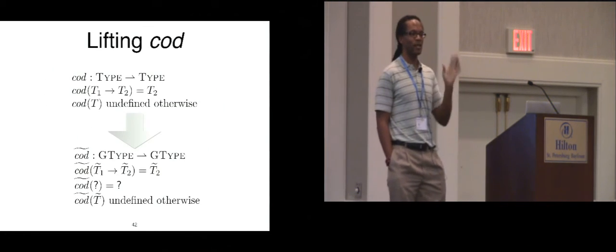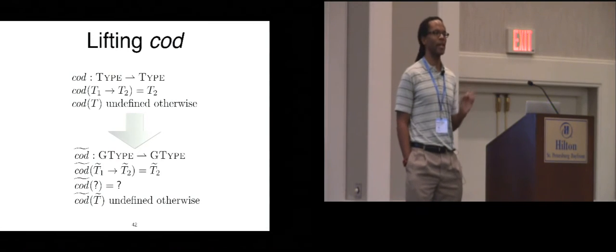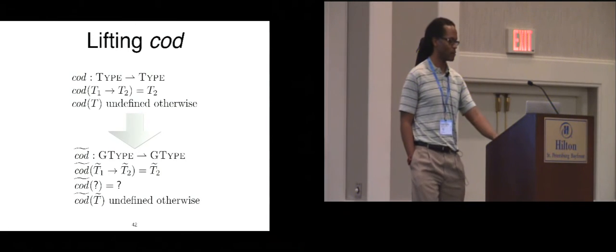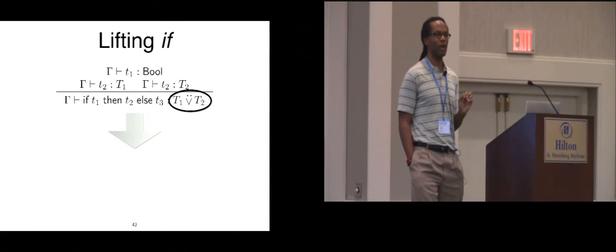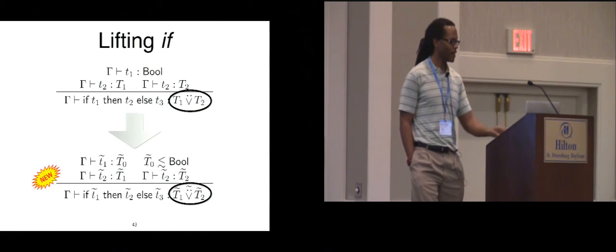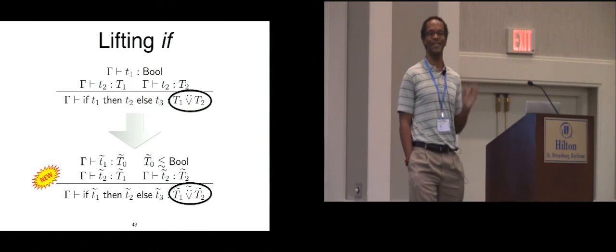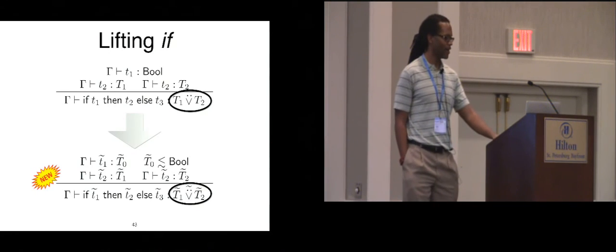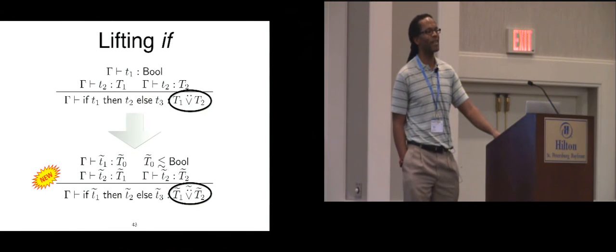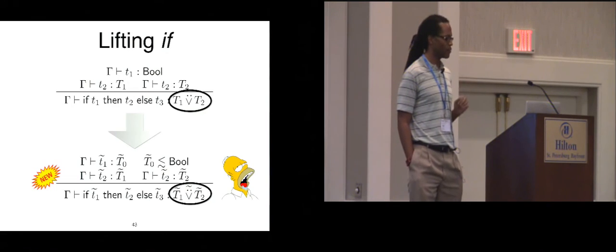So given this, we can straightforwardly lift the codomain function and then calculate an inductive derivation by induction over the structure of our gradual types. But more interestingly, we can revisit this problem from earlier about how we type if, and the answer is simply consistent subtype join, which is defined just by calculation. And the beauty of this is there was no heavy thinking involved, which makes it quite automatic.